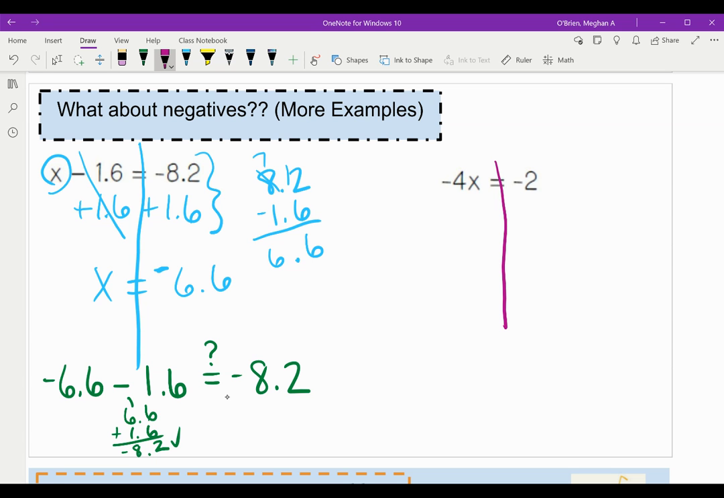Okay, negative 4 times x. The opposite, divide by negative 4, cancels to 1, or divides out to 1x, which is perfect. That's what I wanted, 1x by itself. If I divide it by negative 4 over here, what do I have to do over here?